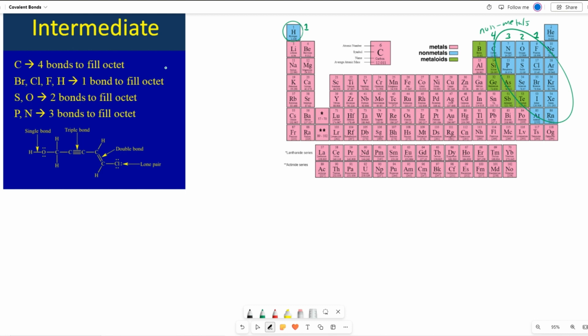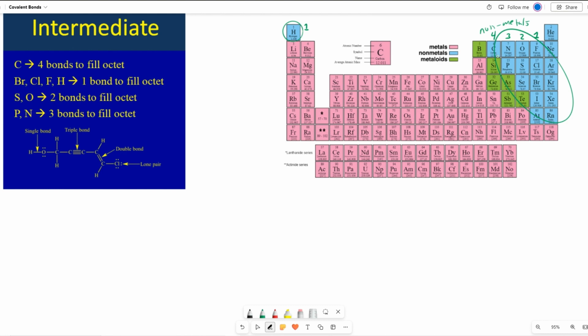And you can see the trend here. Hydrogen wants to make 1 bond, just like all the other elements in group 1 make 1 bond. Everything in group 17 makes 1 bond, group 16 makes 2 bonds, everything in group 15 makes 3 bonds, and then carbon, which is in group 14, would make 4 bonds. So as we talked before, you can tell how many bonds the elements want to make based upon where they're located in the periodic table.